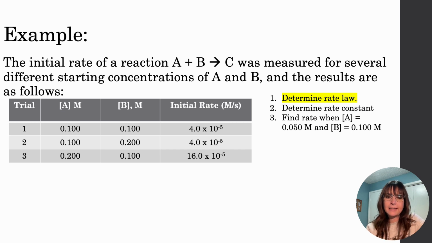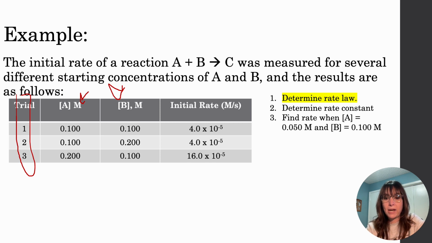Let's look at an example. It says the initial rate of a reaction A plus B makes C was measured for several different starting concentrations of A and B, and here are the results. So what you'll notice is you have 3 trials right there. You'll notice that you have concentration of A, concentration of B, and then the initial rates. What this problem wants us to do are 3 things, and we'll tackle them one at a time.